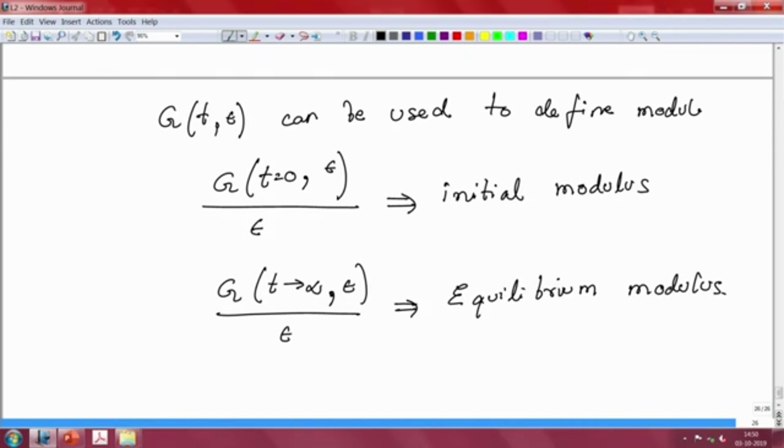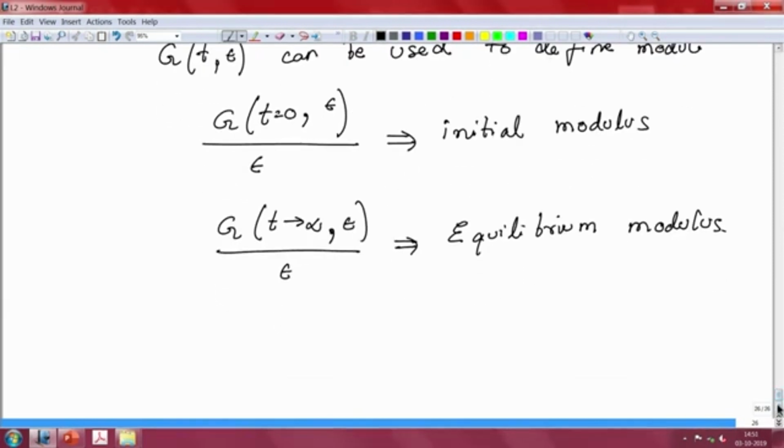So, unlike the case of the classical elastic solid, where you could attach one modulus and that one modulus was enough to define the behavior of the material, that is no longer going to be true. The modulus itself is now a function of time.